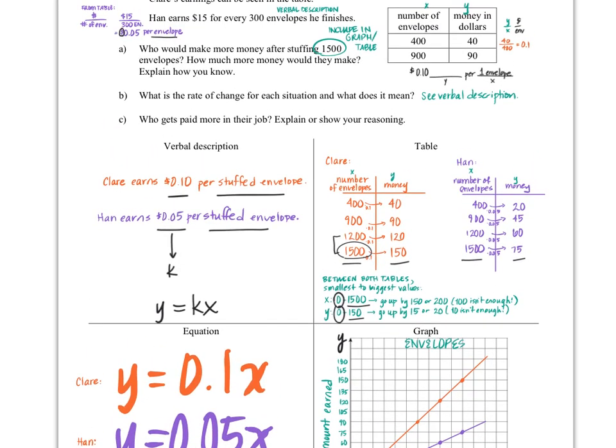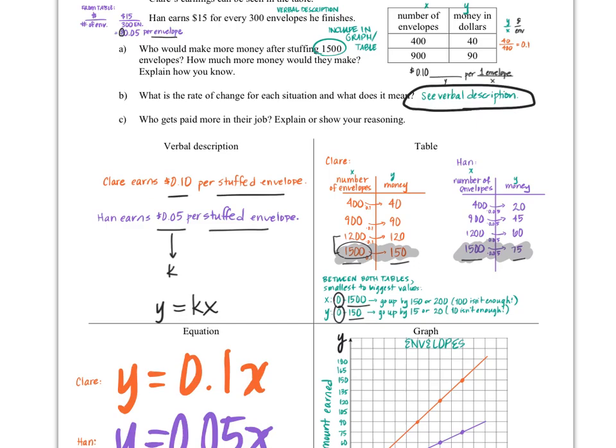And then you can use each of these representations to go back and answer the questions in part A, B, and C. So for part B, I've already addressed that you can just see the verbal description that tells us the rates of change. For part A, who would make more money after stuffing 1,500 envelopes? We'll look at the table and see how much is made. We have 1,500 gets us $150 for Clare, and 1,500 gets us $75 for Han. So we can clearly identify that Clare makes more money.